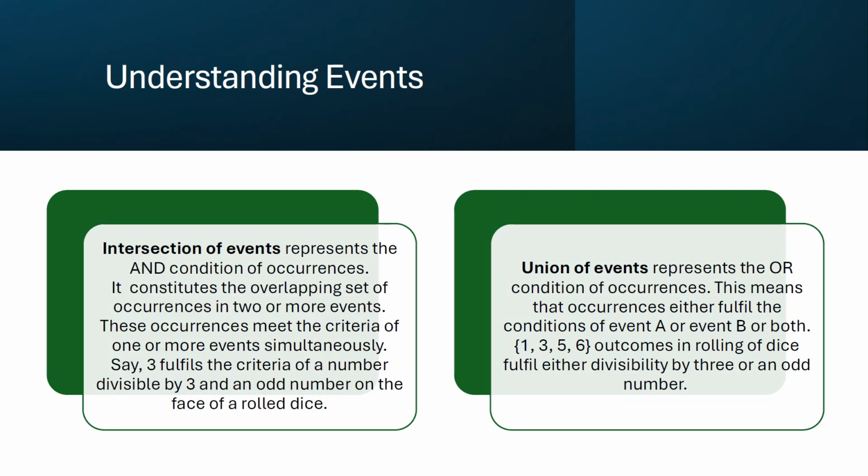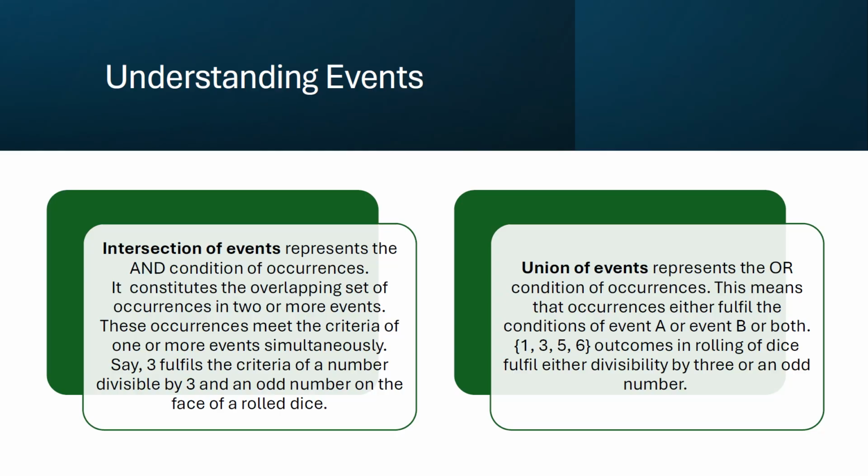Similarly, we talk about the intersection of events, which represents the AND condition of occurrences. So what does it really constitute? It constitutes the overlapping set of occurrences in 2 or more events. These occurrences meet the criteria of 2 or more events simultaneously.